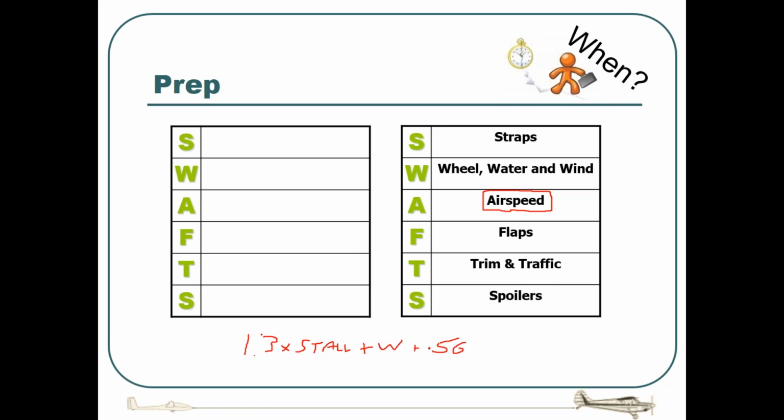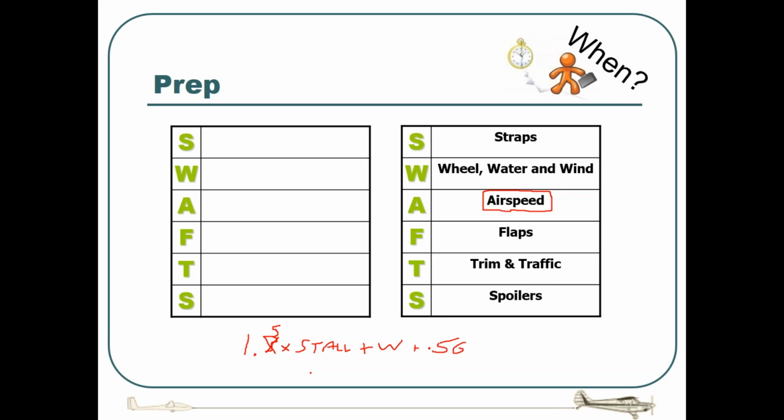Okay. Now this formula has actually recently been updated, and it's 1.5 times the stall, because what they're finding is that 1.3 in the steeper bank that we do in gliders, we're starting to get a little bit too close to the stall speed when we're in that steep bank. So we want to be thinking about, what is our stall speed?